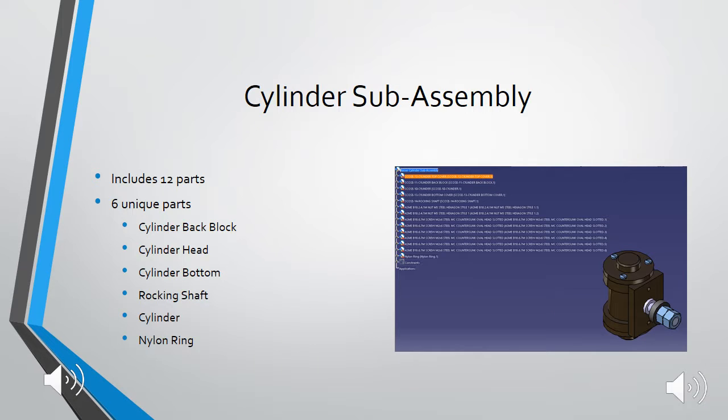The next subassembly that we created was the cylinder subassembly. This subassembly included 12 parts, 6 of them unique: the cylinder back block, cylinder head, cylinder bottom, rocking shaft, cylinder, and nylon ring. This assembly is used to house the piston of the steam engine.